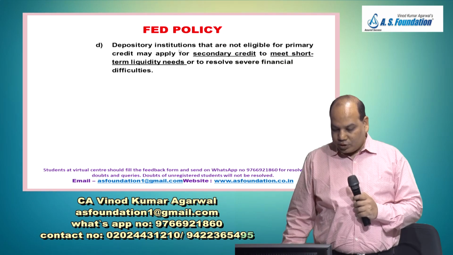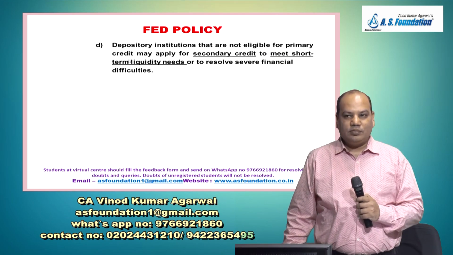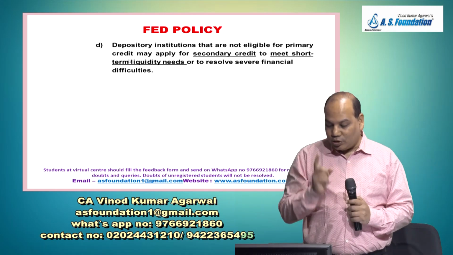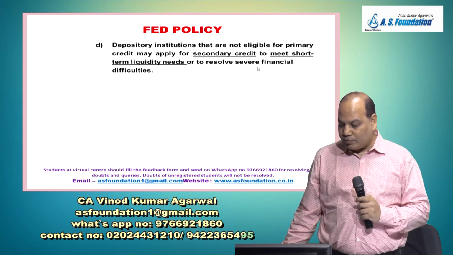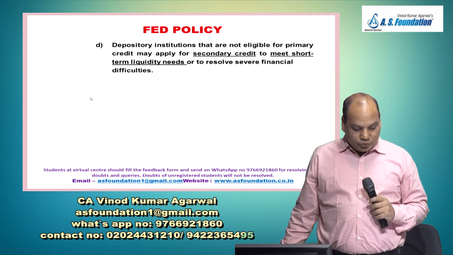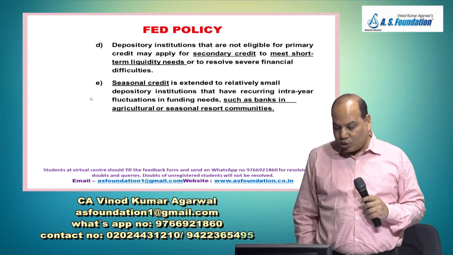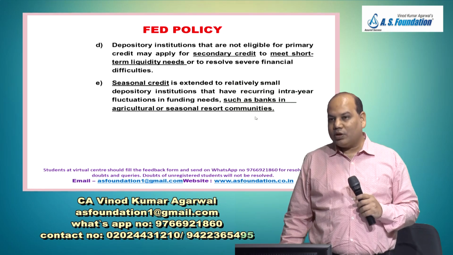No risk. Depository institutions that are not eligible for primary credit, like they may not meet those sound financial condition parameters, then they will knock for secondary credit, which is for short-term liquidity needs or to resolve severe financial difficulties. That is called the secondary program. And the third is seasonal credit. Seasonal credit is extended to relatively small depository institutions that have recurring intra-year fluctuations in funding needs, such as banks in agricultural or seasonal resort communities.